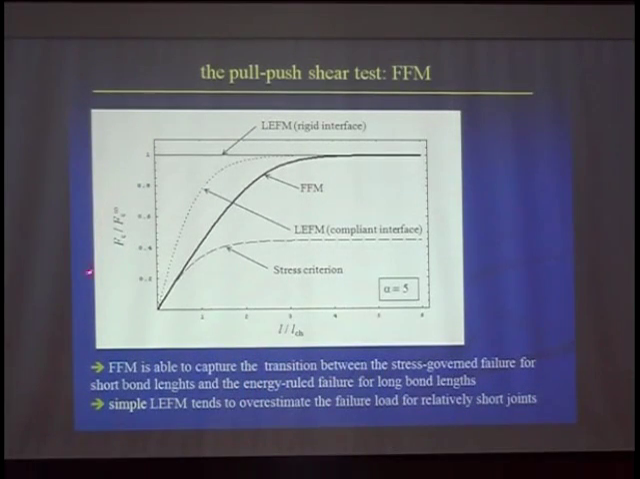So here is the plot of the dimensionless failure load versus the relative bond length, and you see that the finite fracture mechanics predictions are comprised between the stress criterion and linear elastic fracture mechanics in case of compliant interface, say an energy criterion. You see also that finite fracture mechanics is able to capture the transition between the stress governed failure for short bond length and the energy-based failure for long bond length.